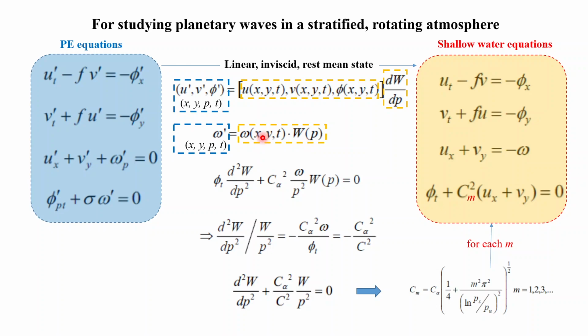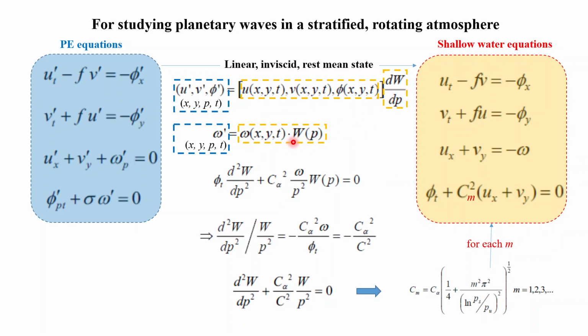We assume all the 4 variables can be separated between the horizontal and the vertical structure. Okay, so this is a very important treatment of these variables. And then for omega, you have the horizontal part and the vertical part. But for the u, v, and the phi, the vertical part is the vertical derivative of the W.